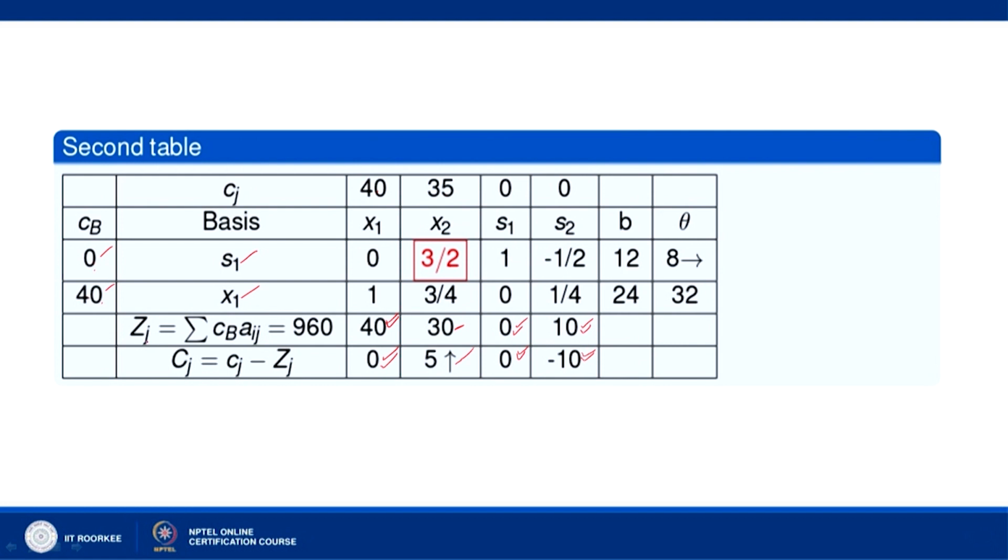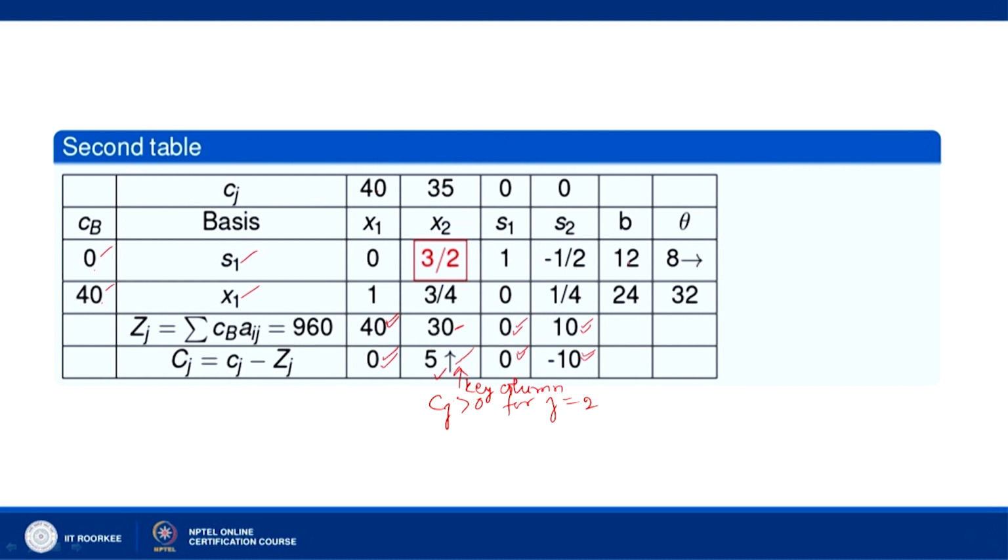So, we got the values of Zj, and we got the values of capital Cj. Now, we can see Cj is positive for j equal to 2, in the second column. Therefore, we still have not got the optimal solution. So, this is our key column, there is only one positive value. So, this is our key column.